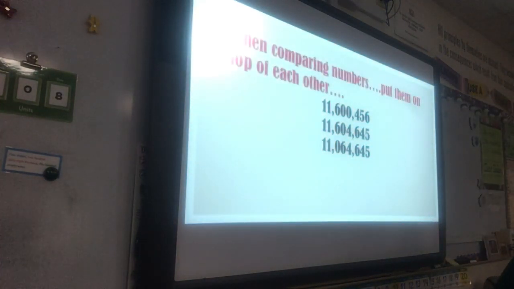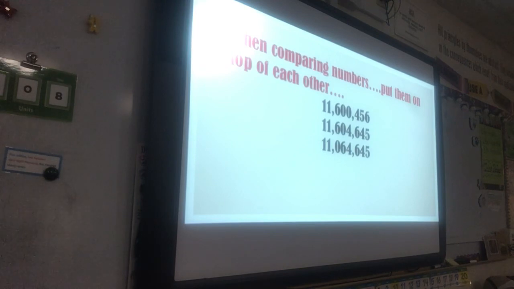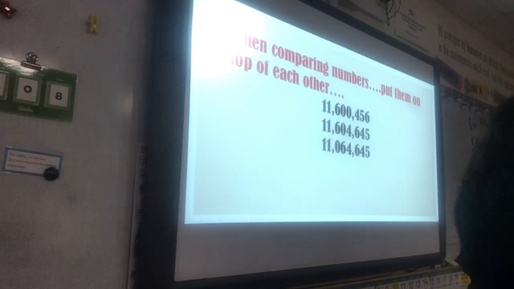So now, if you'll grab your whiteboard, we're gonna put some numbers on top of each other and compare them. I'll read each number twice as I give them to you. And again, just put them on top of each other. That's the easiest way when you've got larger numbers to make sure that you don't make a mistake.